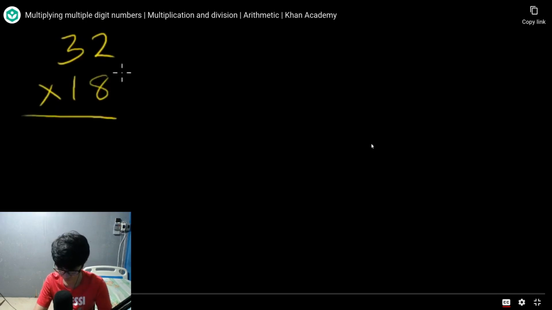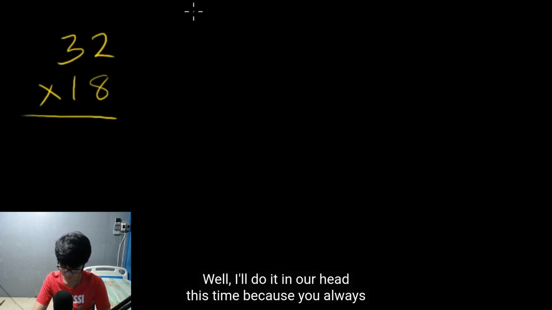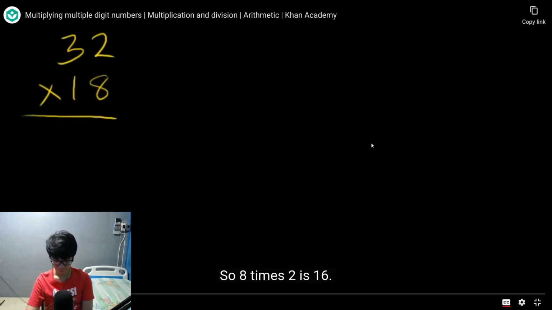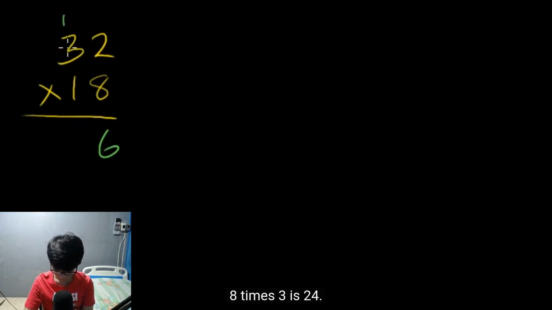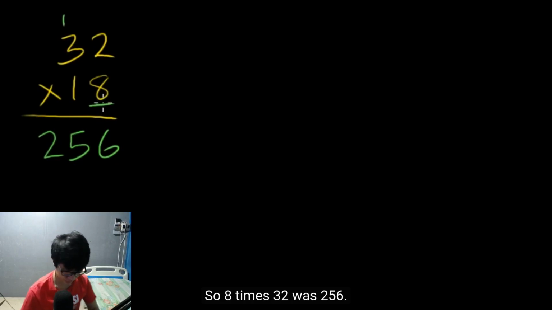32 times 18. 8 times 2 is 16. I'll do it in our head this time, because you don't always have all of the space to work with. So 8 times 2 is 16. Put the 1 up there. 8 times 3 is 24. 24 plus 1 is 25. So 8 times 32 was 256.